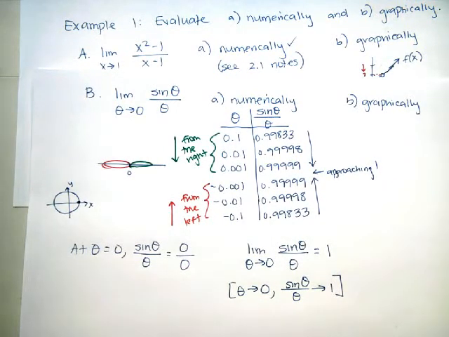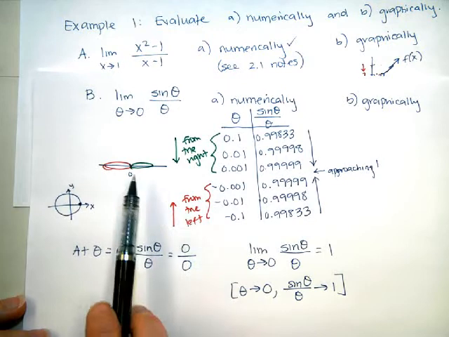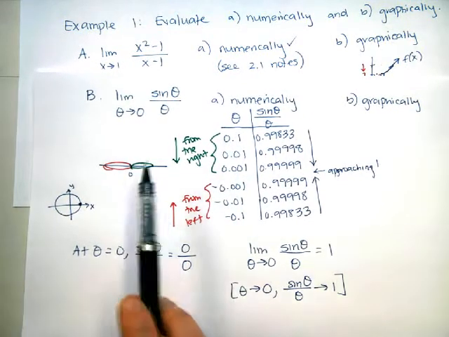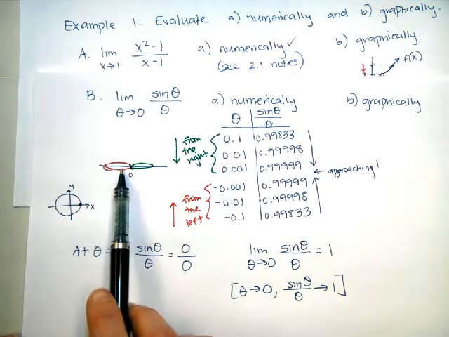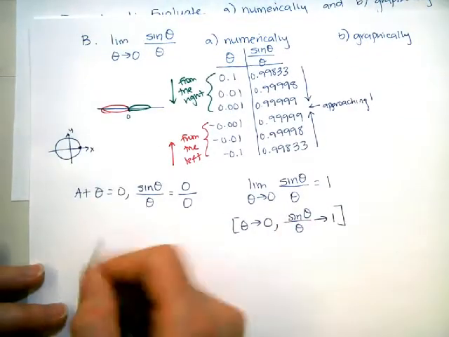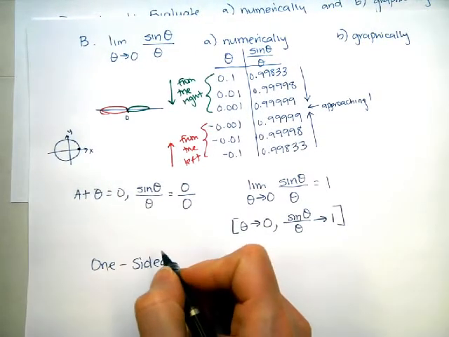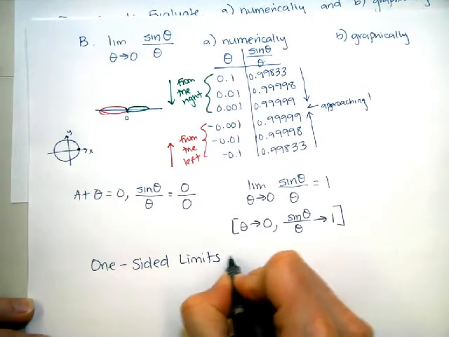Great question. Okay, I'd like to talk about one-sided limits now, because we've established this idea that the numbers just bigger than 0 were coming in from the right side, and the numbers just smaller than 0 were coming in from the left side. So one-sided limits, let's talk about that notation, and then I think we're about ready to take a little break.